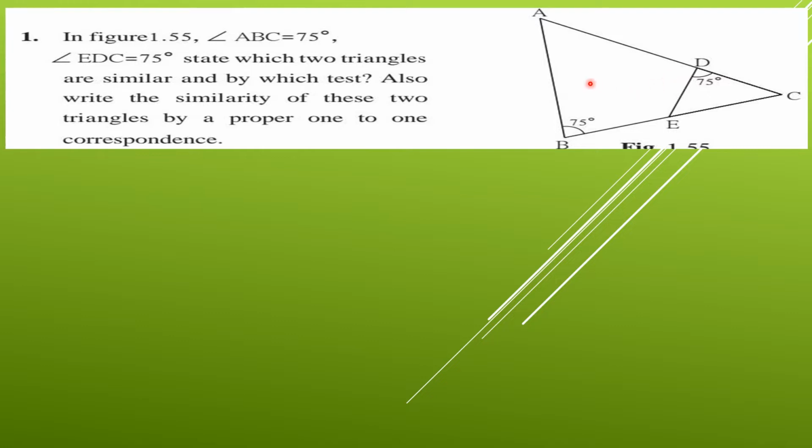Now see in this picture, this is the given figure. In this figure there are two triangles, triangle ACB and another triangle DCE. In these two triangles the vertex C is common, that is angle C is common in both the triangles. Again, it is given that measure of angle ABC is 75 degree and measure of angle EDC is 75 degree. That is, these two angles are congruent. Then write the solution as follows.